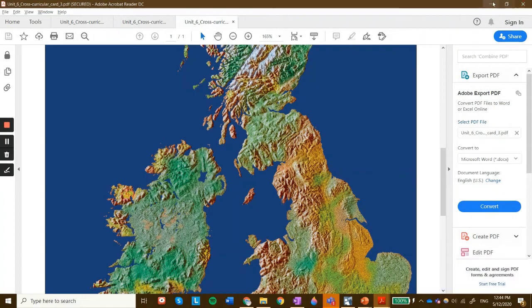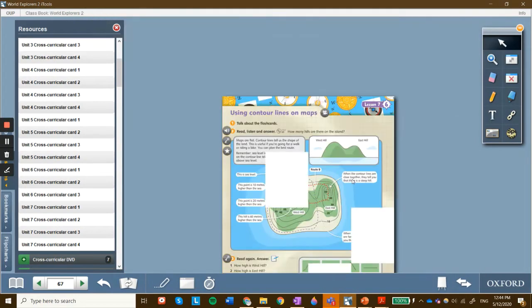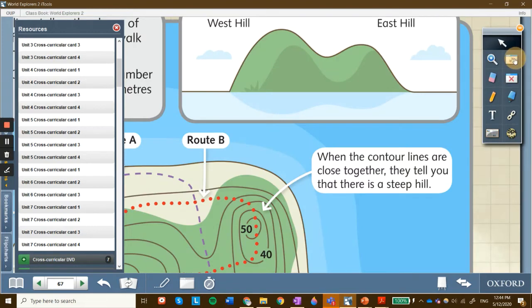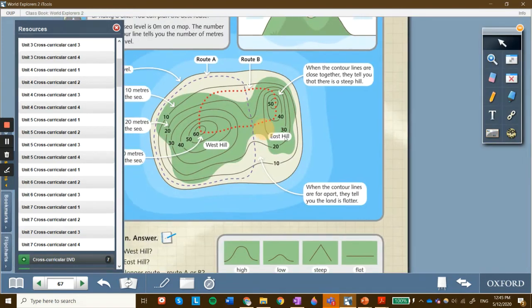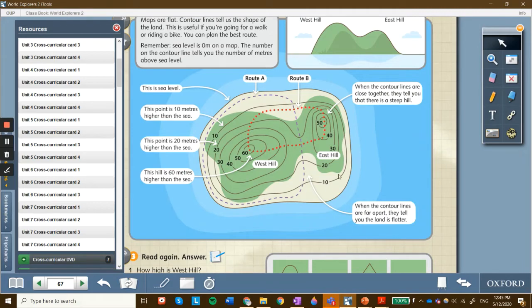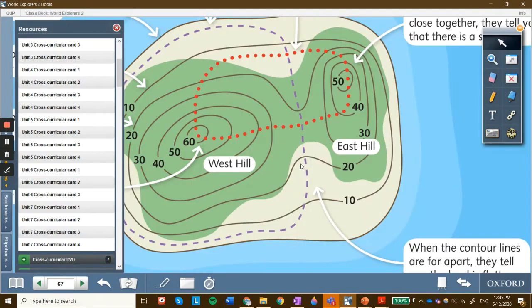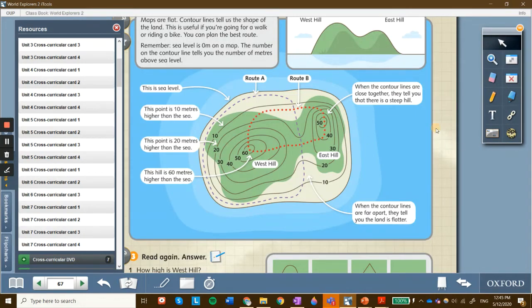And in our class book today, you're going to see one called a contour map. And this is using lines instead of the colors to show how tall it is. So this line here is all 10 meters higher than the sea. And this tallest point up here is 60 meters higher than the sea. Now, I don't know about you, but I prefer the map that has the colors. But sometimes you will see these ones with the contours.